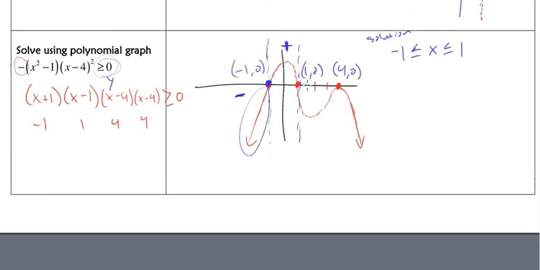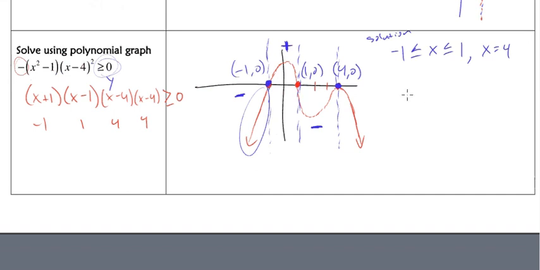Once we get past 1, though, from 1 to 4, we're again in a negative output. We're not looking for those right now. We're looking for positive numbers. And though we're going to bounce off at 4, x can also be equal to 4. That's going to be a solution. We're going to have a point right there.